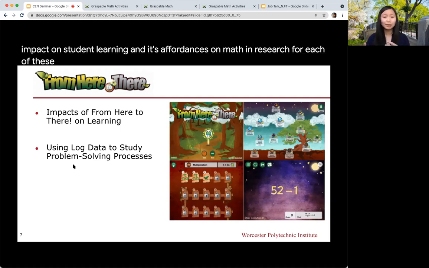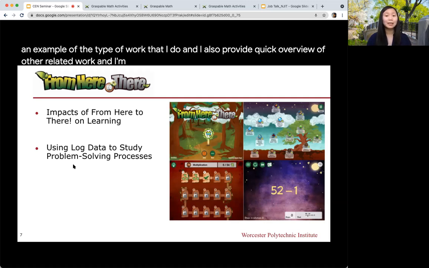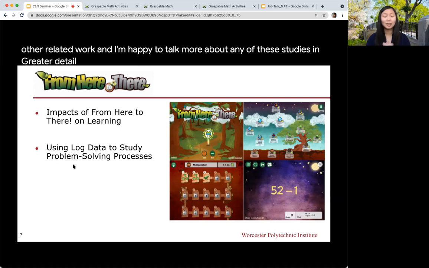For each of these aspects, I will present one study in more detail just to show an example of the type of work that I do. I'll also provide a quick overview of other related work, and I'm happy to talk more about any of these studies in greater detail during Q&A if anyone is interested.